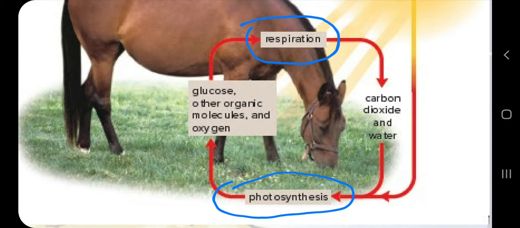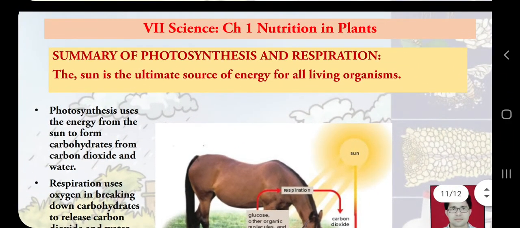And ultimately all creatures are having their energy from the sun, and that is why it is said that the sun is the ultimate source of energy. And there is one saying also that all the life on this planet earth is bottled sunshine.